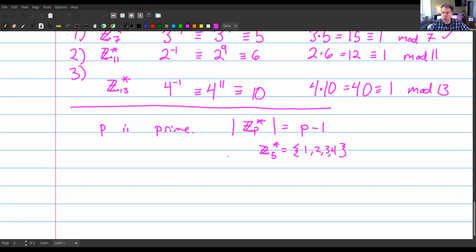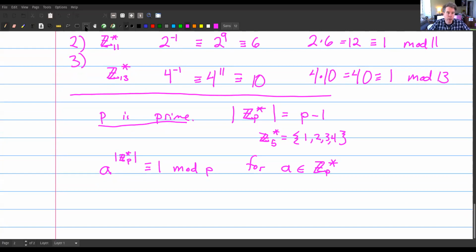So one way to understand what we just proved is that when P is prime, it's true that A to the cardinality of ZP star, which is P minus 1, is congruent to 1 mod P for any A in ZP star. Okay.